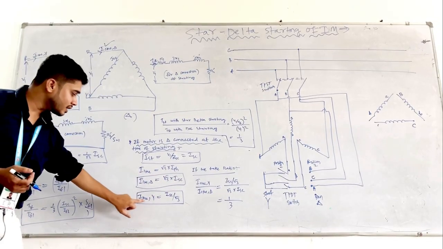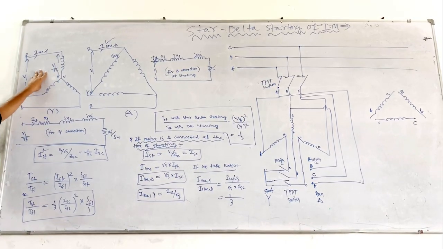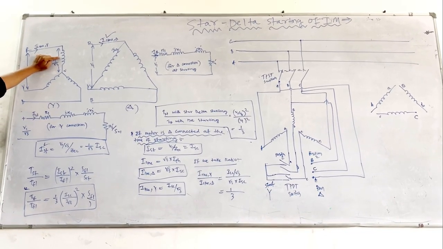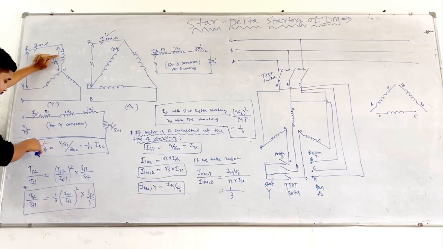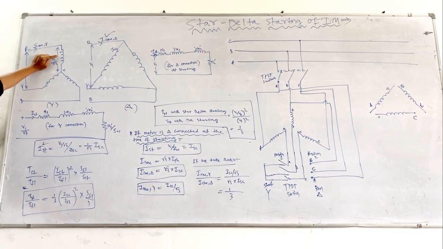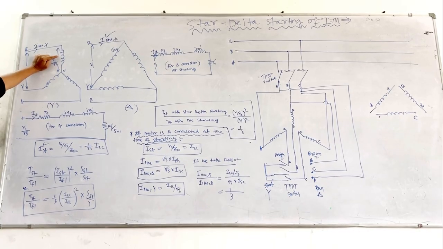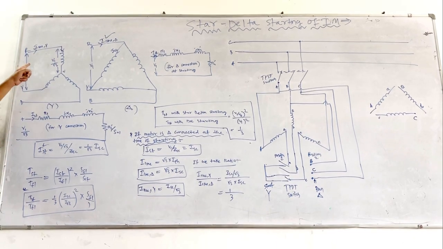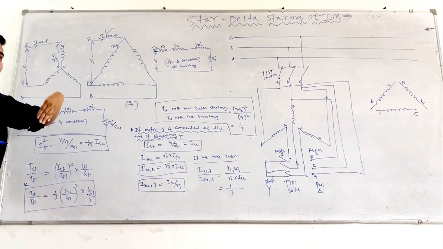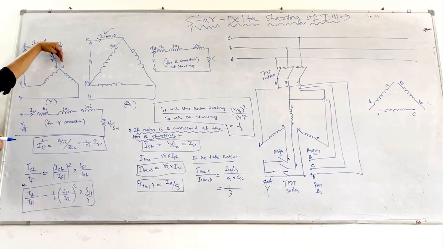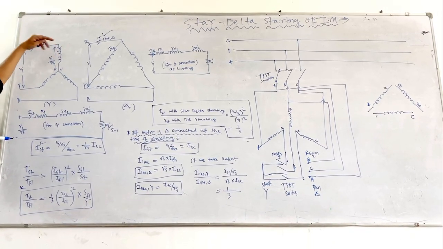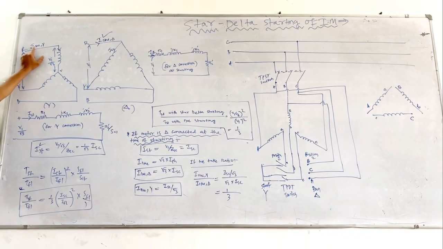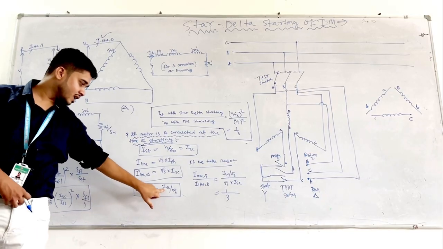Now tell me what is the line current in star connection. This is my star connection. How much current is flowing in the winding in the star connection? 1 by root 3 into ISC. Yes, because the current flowing in the winding is also our line current. Because in star connection the line current is same as phase current. Phase current is your winding current. ISC by root 3 flows in the winding in star, so that is same as your line current. So line current I can say is ISC by root 3.